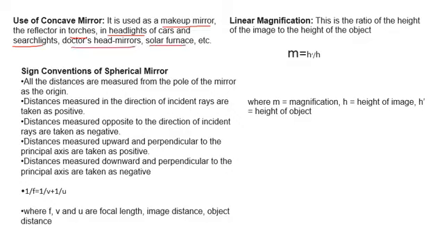Okay, the sign convention of spherical mirror. As we can see the spherical mirror, we have to use u, object distance, v, image distance, f, focal length, height of an object, and height of an image, right? So it is very simple to understand the sign conventions.